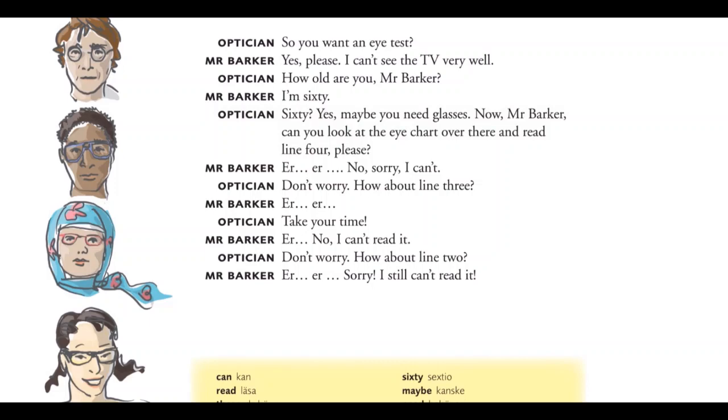Now, Mr. Barker, can you look at the eye chart over there and read line four, please? No, sorry, I can't. Don't worry. How about line three? Take your time. No, I can't read it. Don't worry. How about line two? Sorry, I still can't read it.